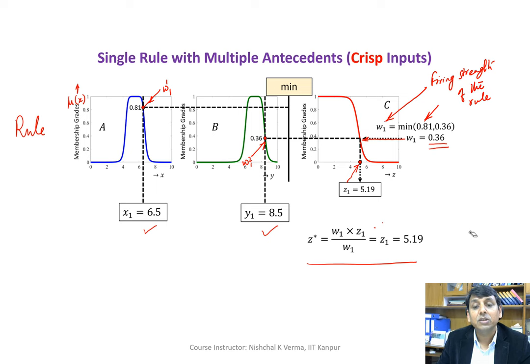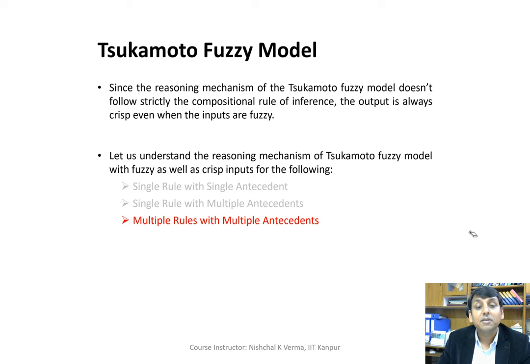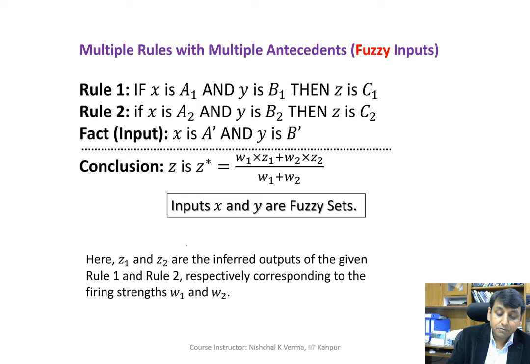Now let us go to the third case, where our Tsukamoto model is characterized by multiple rules with multiple antecedents. So we have two rules here. For simplicity, we have taken only two rules, but it can be any number of rules, say up to n. Similarly, we can have any number of antecedents; here, for simplicity, only two.